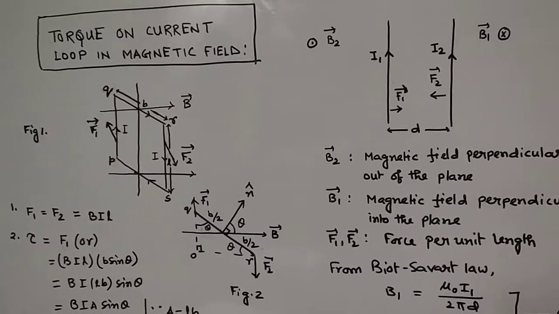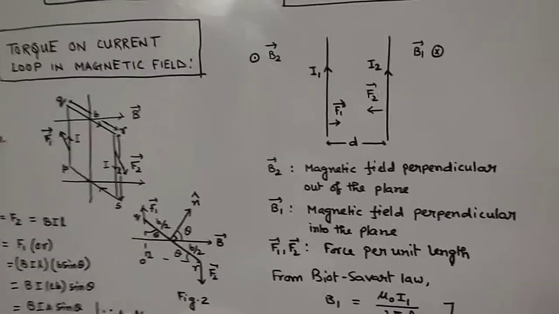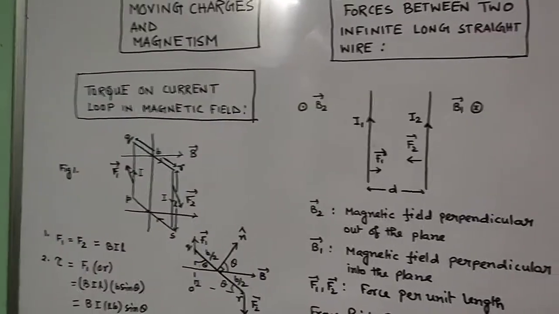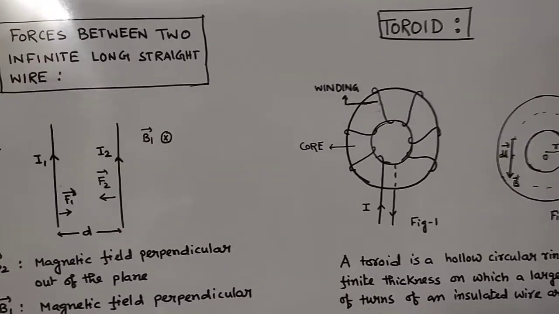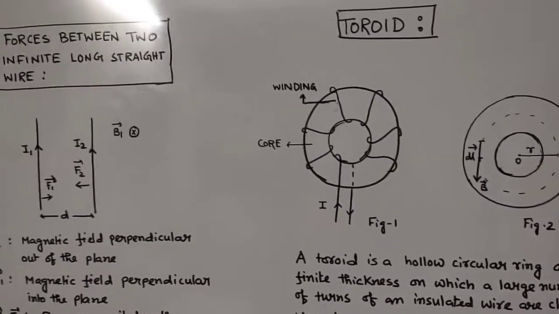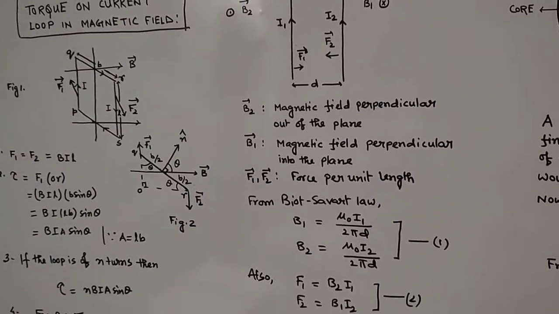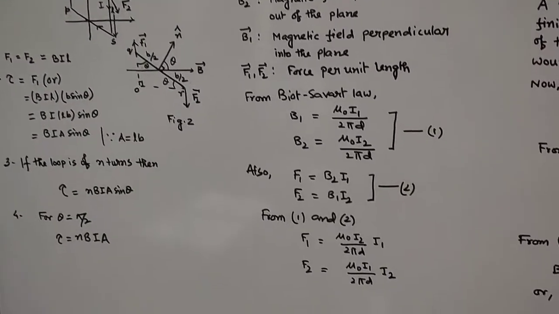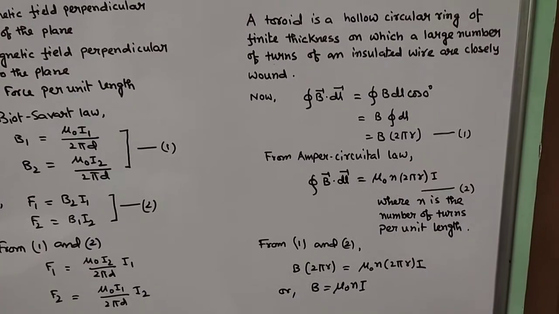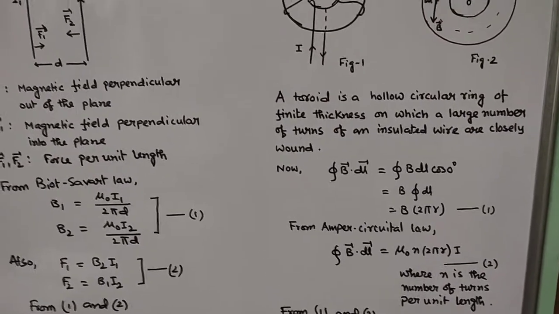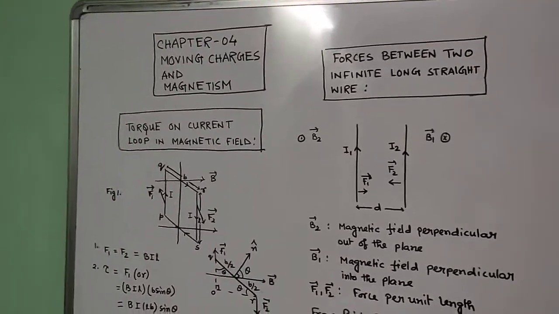Out of these 3 topics which we have discussed today, definitely one topic you will get in your board exam, and these are very important: torque on a current loop in a magnetic field, force between two infinitely long straight wires, and another one is the toroid. So please go through them and find out your difficulties, and make it a habit to ask questions during the class. Once you study, then definitely you can ask questions, but if you don't study, then you are not supposed to ask anything. So please do study and put your doubts during the class.